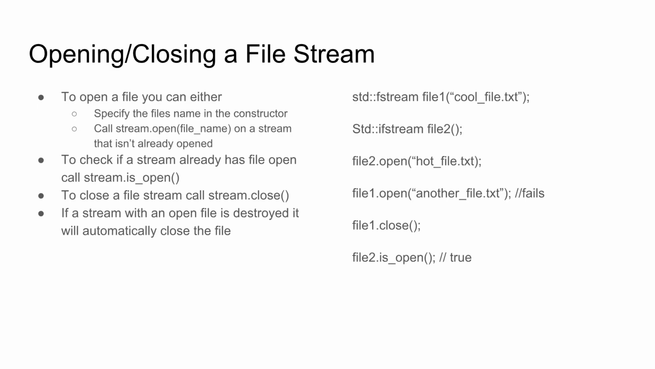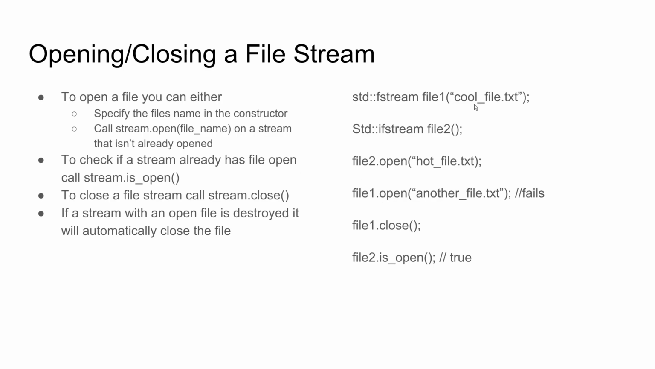If you want to open a file using a file stream, when you call the constructor, you can specify the name. Or if you don't specify the name when you call the constructor, you can call .open on the stream, and then it will open up that file. If you want to check if you already have a stream open, you can call is_open. And if you want to close the stream, you can call .close. But if you don't call .close and your stream gets destroyed, its destructor will automatically close it for you. So you'll never end up with open files sitting around anymore.